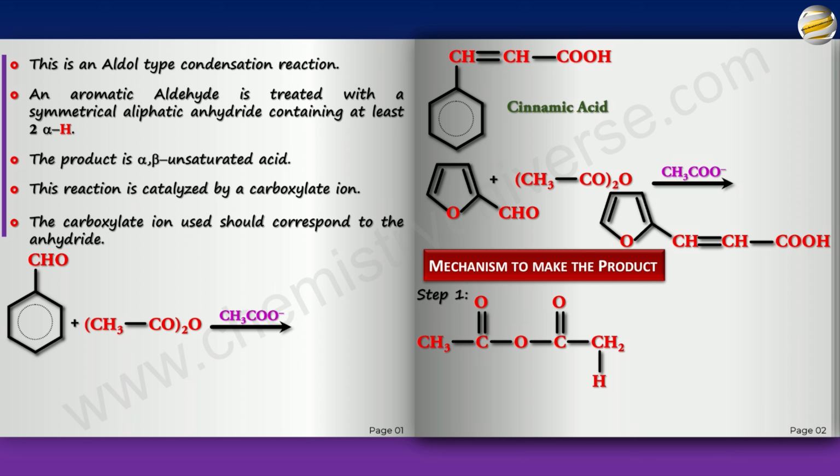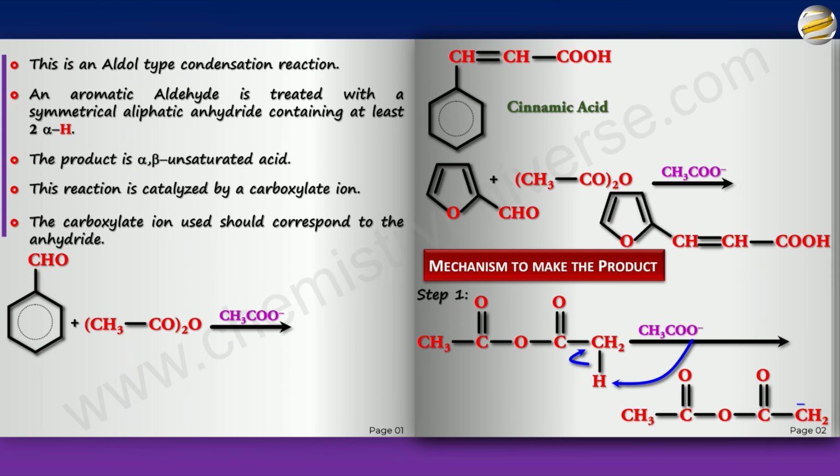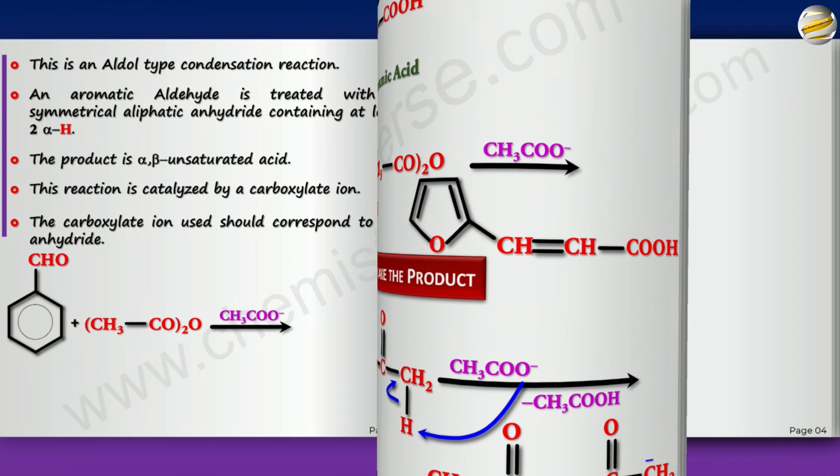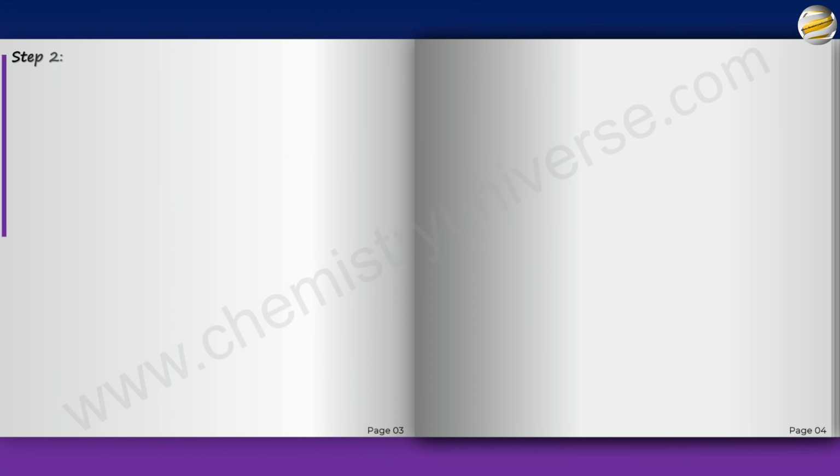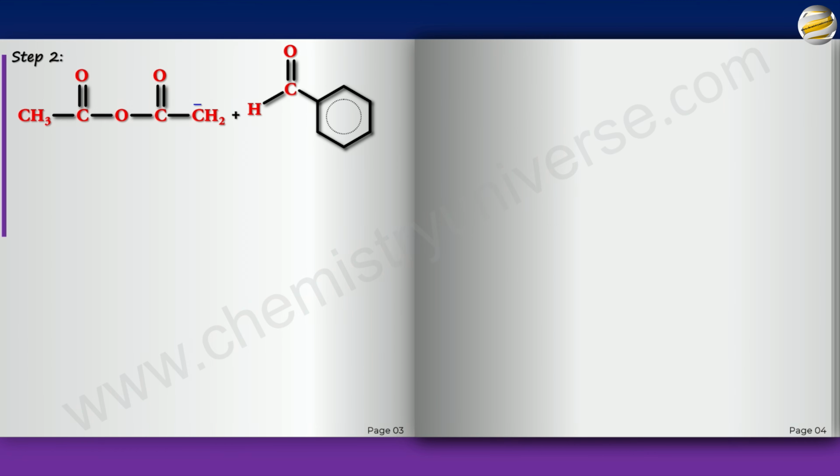Now, the first alpha H is required because in the first step, the carboxylate ion will act as a base and you get a carbanion like this, very similar to aldol. So I'm sure you can remember this step. Now, of course, that acetate will become acetic acid. Now, this anion is going to react with the carbonyl carbon of benzaldehyde. Makes sense, similar to aldol.